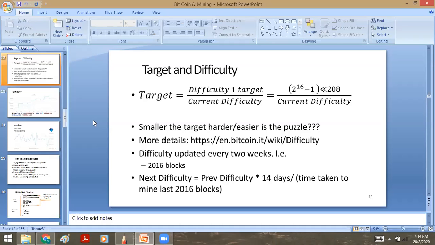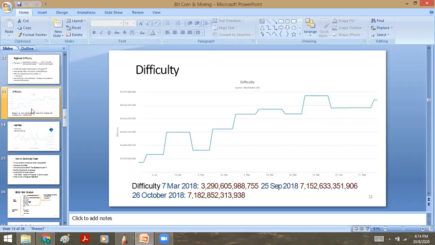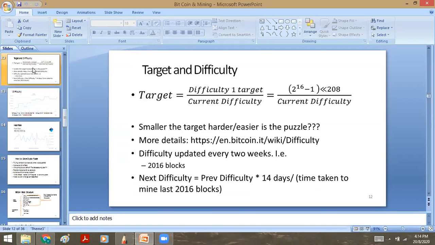And how will it calculate the new difficulty? Previous difficulty into 14 days divided by the time taken to mine the last 2016 blocks. So everything is mathematical, and the difficulty fluctuates based on the number of nodes available at a point of time, the number of transactions happening, and the time taken by previous blocks addition. Everything will be taken into consideration to define the target and difficulty. Target is nothing but the puzzle.